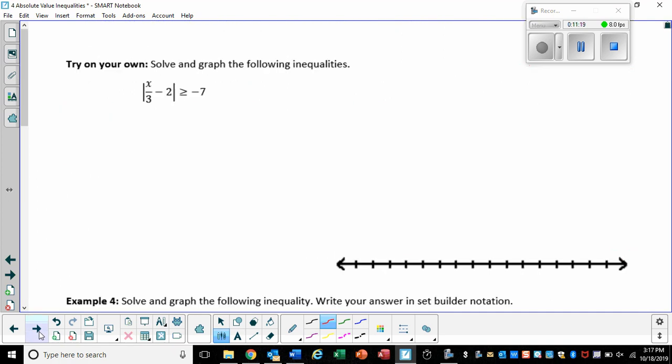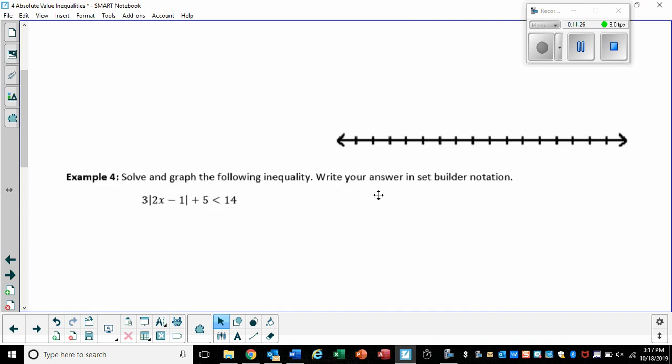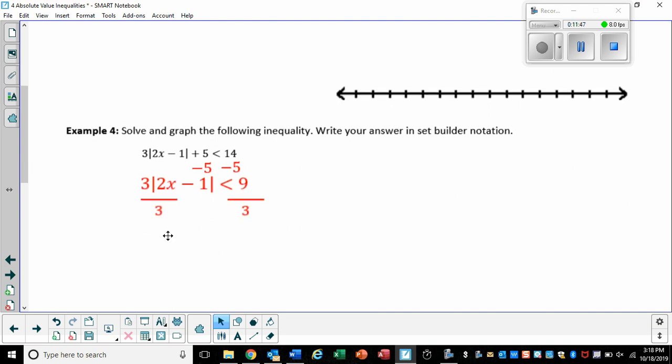Finally, you guys are going to try this one on your own. Okay, and our last one, we just have to solve, graph, and write our answer in set builder notation. So this one, the absolute value is not by itself. The first thing I need to do is subtract 5 from both sides. That'll give me 3 times the absolute value of 2x minus 1 is less than 9. Now I'm going to divide both sides by 3. And I get the absolute value of 2x minus 1 is less than 3.